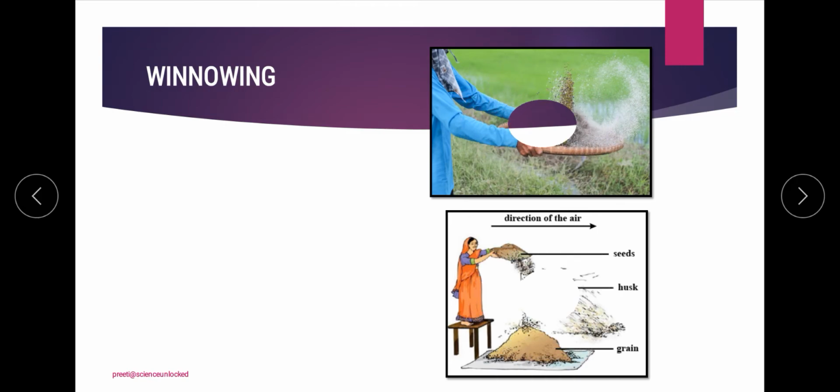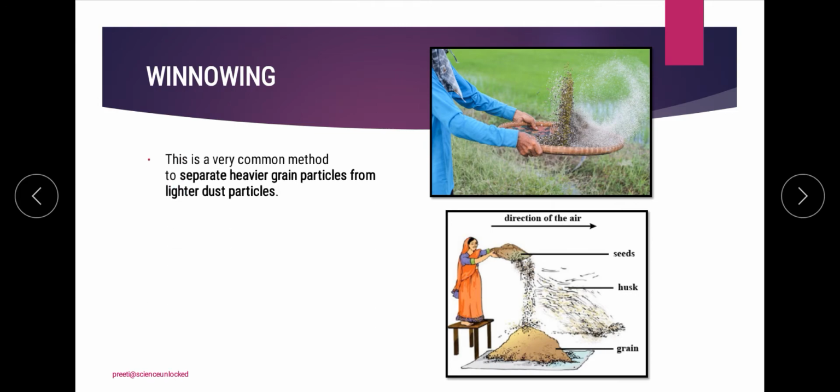Next is the winnowing process, where we separate two components on the basis of the difference in their weight. The two things mixed together have to differ in weight: one lighter and the other heavier. We use some source of air through which we separate the lighter component with the direction of air. As in the picture, if this is the direction of the air, the lighter particle, the husk, will come out in the rightward direction. On the other hand, the seed that is falling here will be used separately.